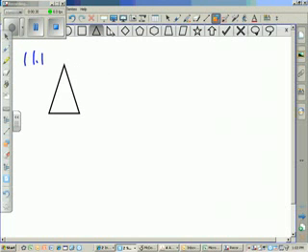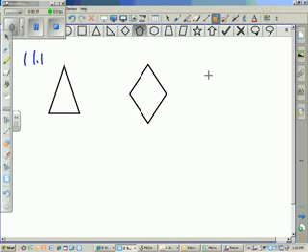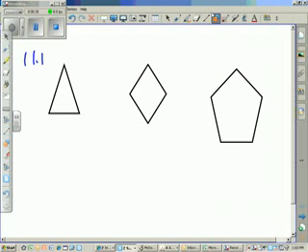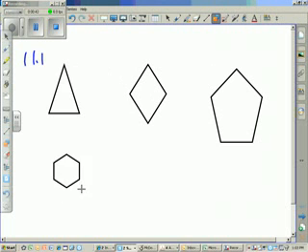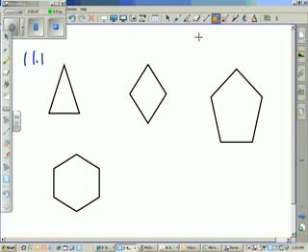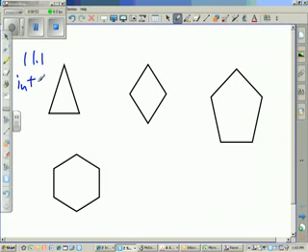So we talked about a triangle, which is a three-sided figure. We talked about a four-sided figure, a five-sided figure, and a six-sided figure. We could go on forever and ever, but I'll stop with those four figures. Three-sided, four-sided, five-sided, six-sided. There are two concepts we should understand for each figure: the interior angle sum and the exterior angle sum.